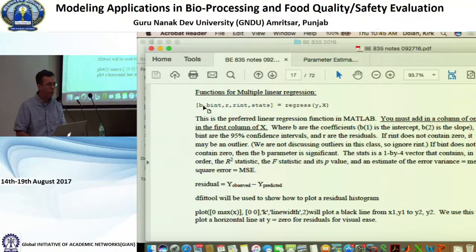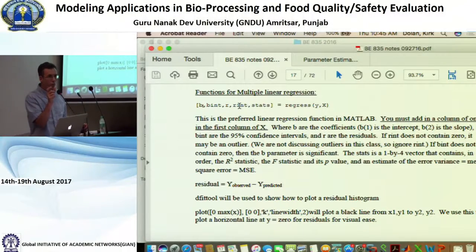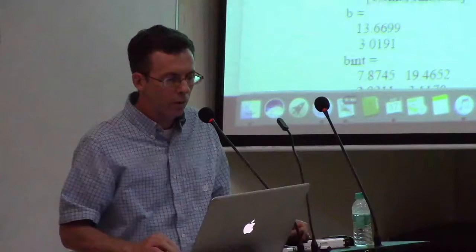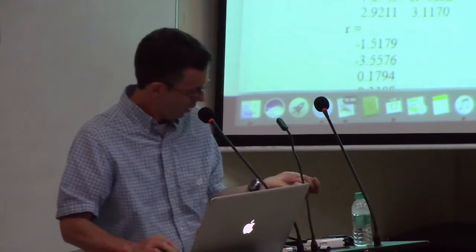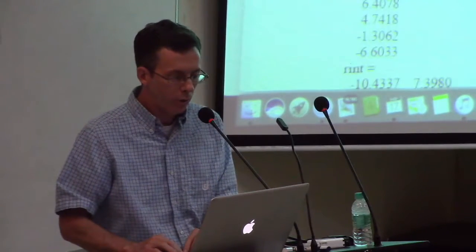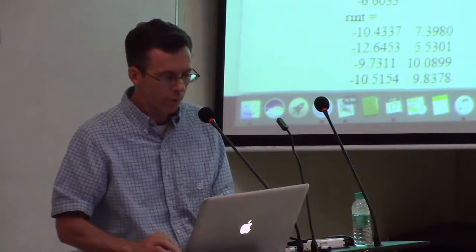On the left side is all your output. So you get b as your parameter. Your b interval is telling you your 95% confidence interval. Okay? And then your r is your residual. Your r is the interval for the residuals. And then the stats, I'll tell you the stats is per number. Okay, let me show you an example of how to do this.